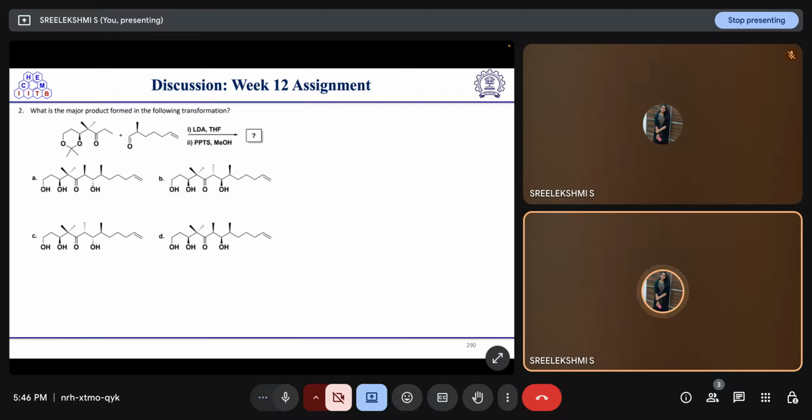Moving to the second question, what is the major product formed in the following transformation? This particular compound, this one and this one, upon treating with LDA in THF in the first step and in the second step with PPTS and methanol, which will be the major product out of these four options given here?